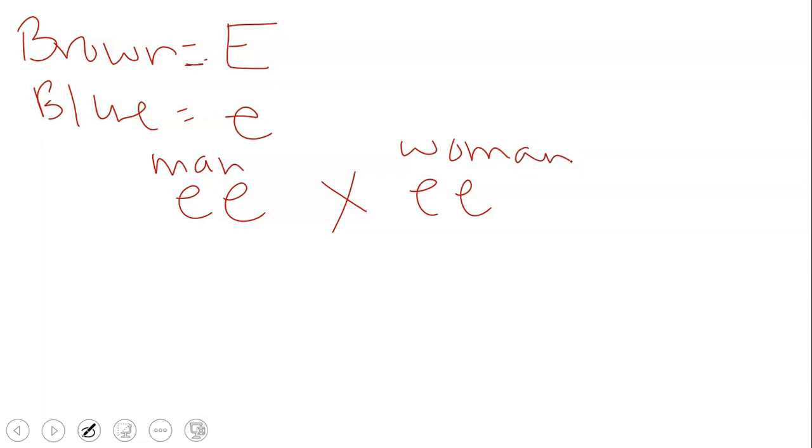Okay. They have 4 children. 3 have blue eyes, and 1 has brown. It says show how this is possible. Well, this is a trick question. It's not possible, right? Because neither mom nor dad carries the dominant big E allele. Okay, so it's not possible.